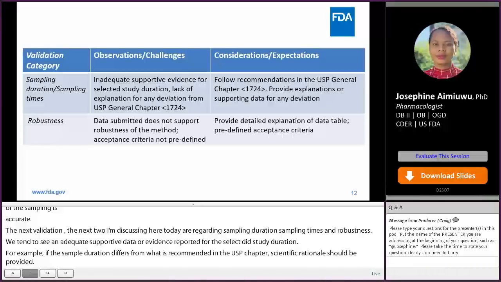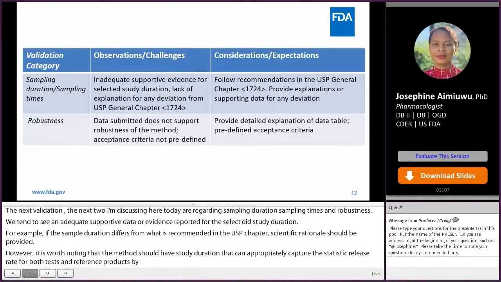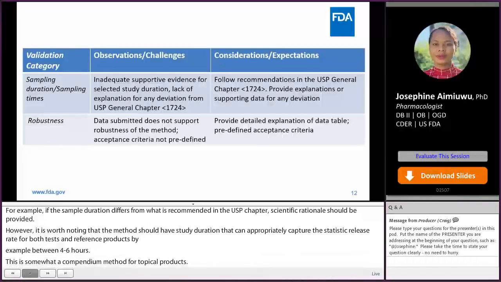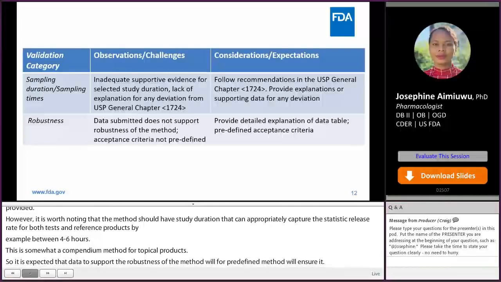IVRT is a somewhat compendial method, at least for topical dermatological products. So it is expected that data to support the robustness of the method with predefined acceptance criteria should be provided. To determine robustness of the method, studies such as variations in temperature, dose, volume, receptor solution, and mixing rate can be done.